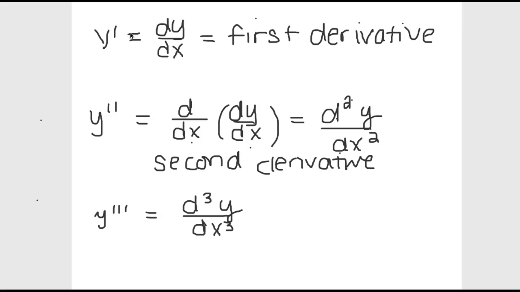So that notation would continue on and on. So y to the n prime is equal to the derivative of y to the n minus 1. Or you can say d to the n y over d x to the n represents the nth derivative.